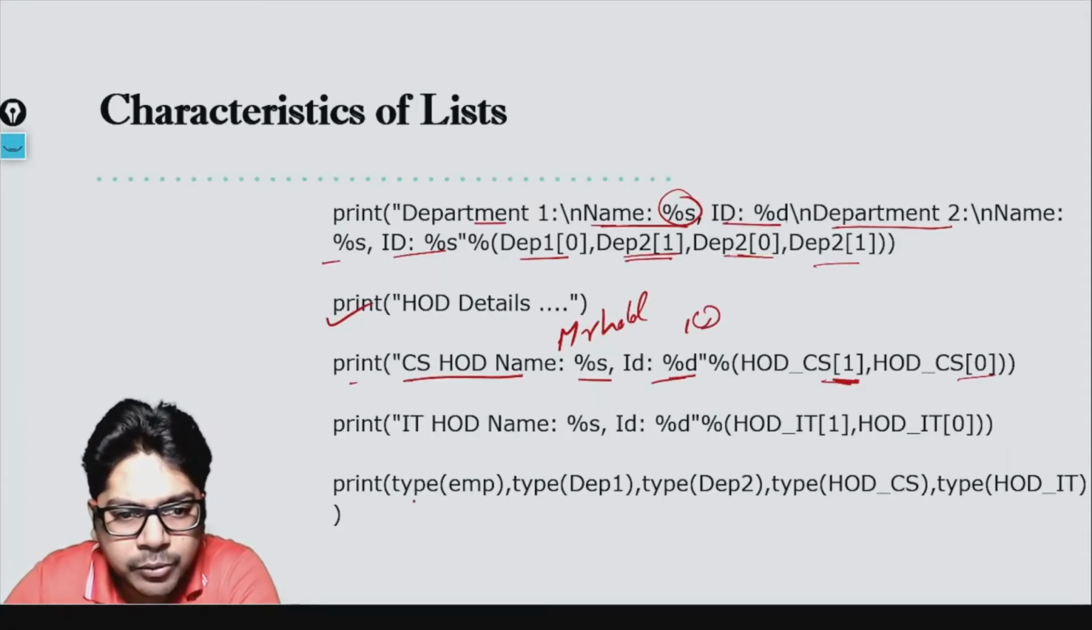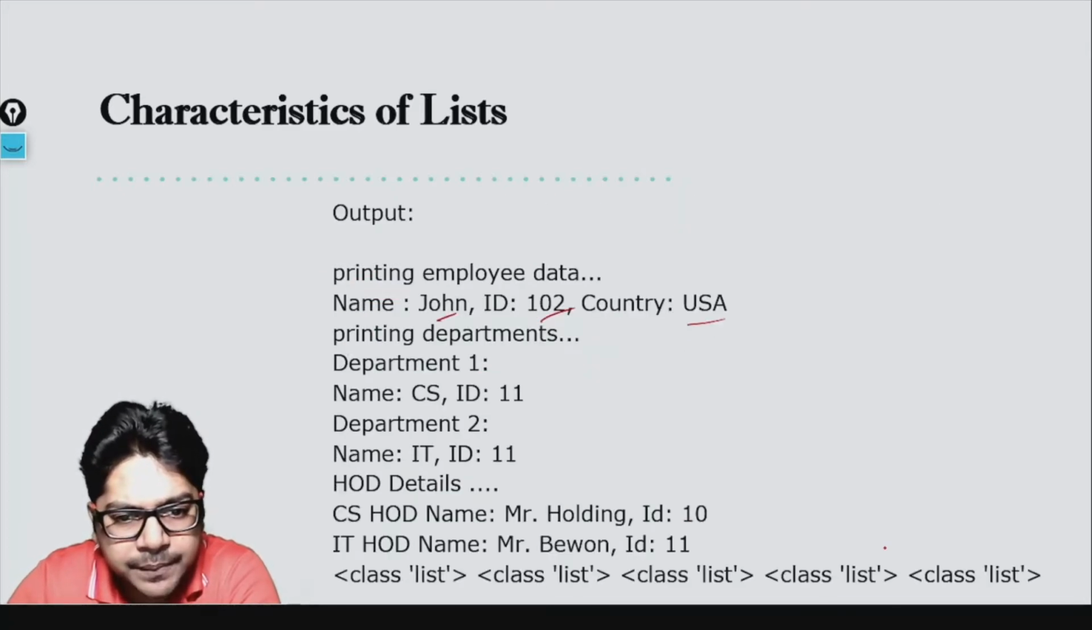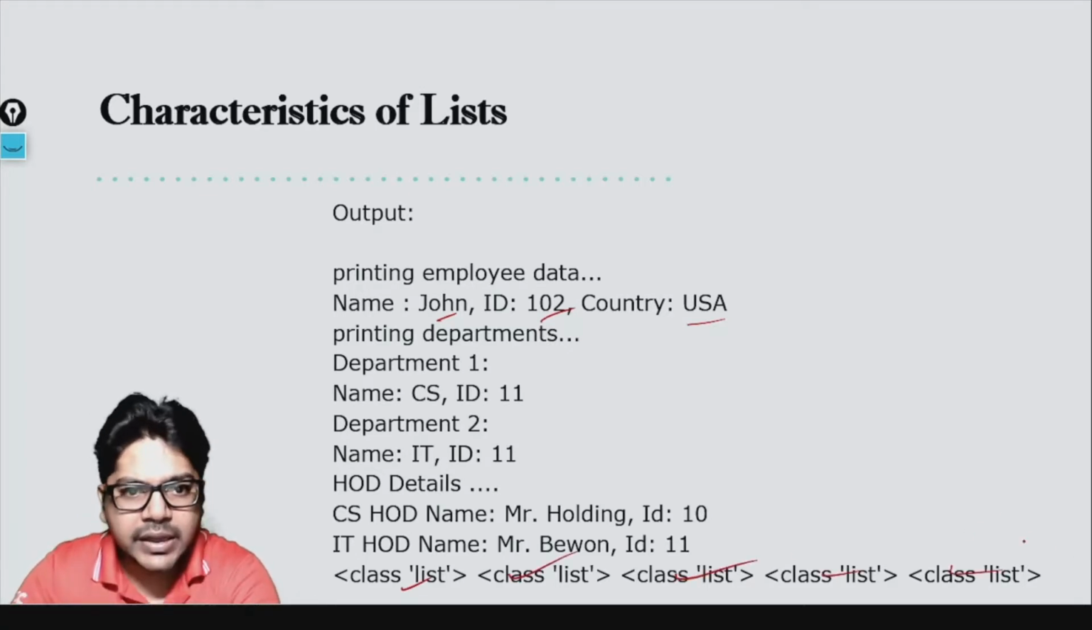And if you try to print the type of all of them, you are going to get list only, because all of them are lists, right? So here you see class list, class list, class list, class list, class list, all of them are coming. So like that you can try.